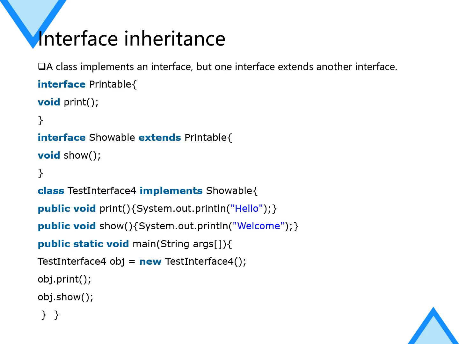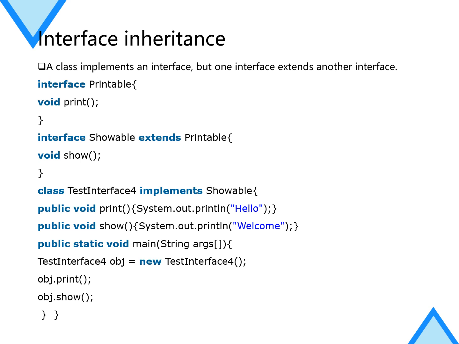Interface inheritance. Now let's see the inheritance of the interface. One interface extends another interface. A class implements an interface, but one interface extends another interface. So we have Printable interface, which has a method print, and we have Showable interface, which extends the Printable interface and has the method show. We have class TestInterface4, which implements Showable, the sub interface.